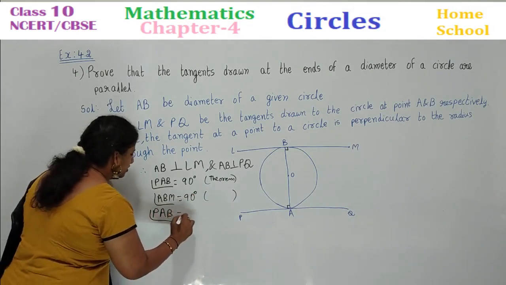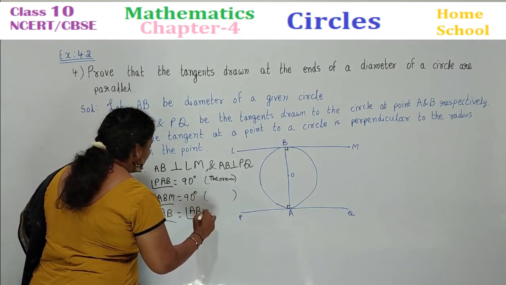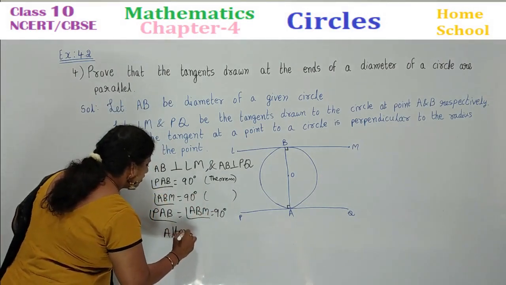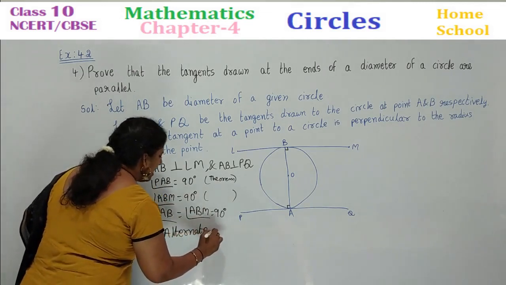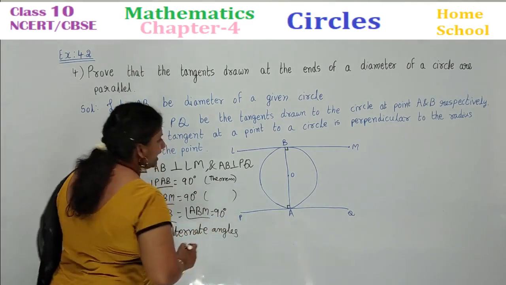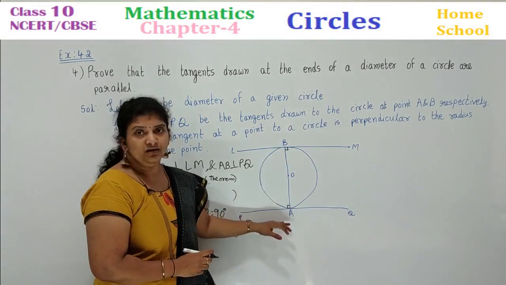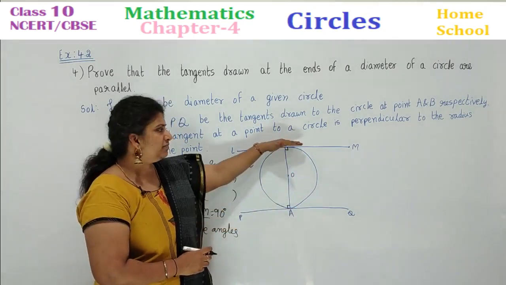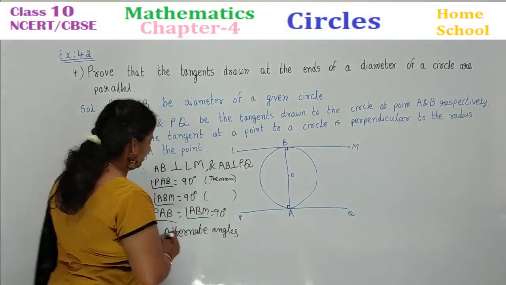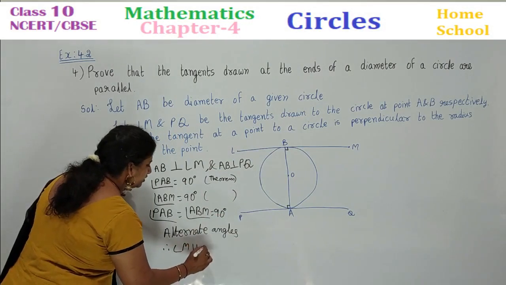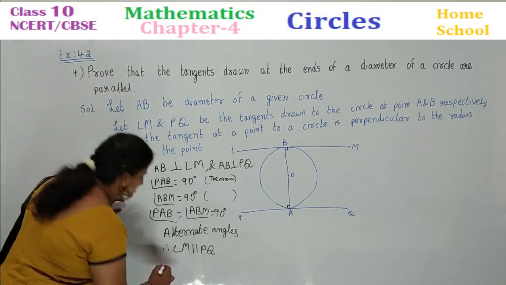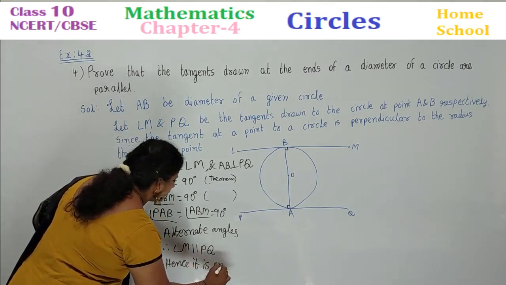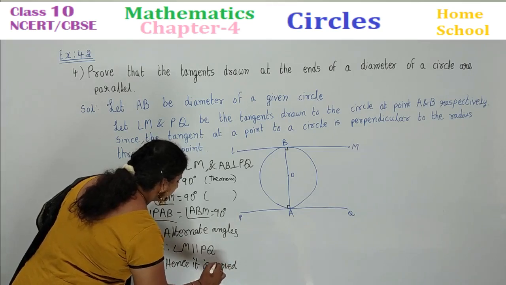Angle PAB is equal to angle ABM is equal to 90. Reason, they are alternate angles. They are alternate between two lines, right? Then if they are equal, then automatically these lines are parallel. Therefore, LM is parallel to PQ. Hence, it is proved. They asked us to prove, right? Hence, it is proved. We need to complete our sentence like this.